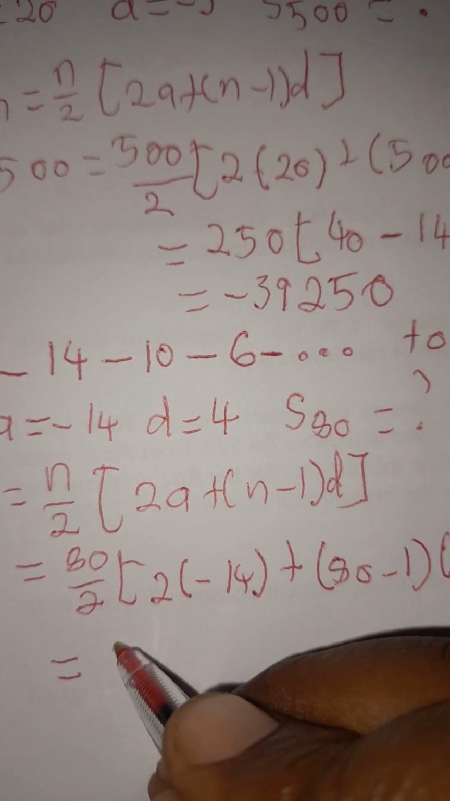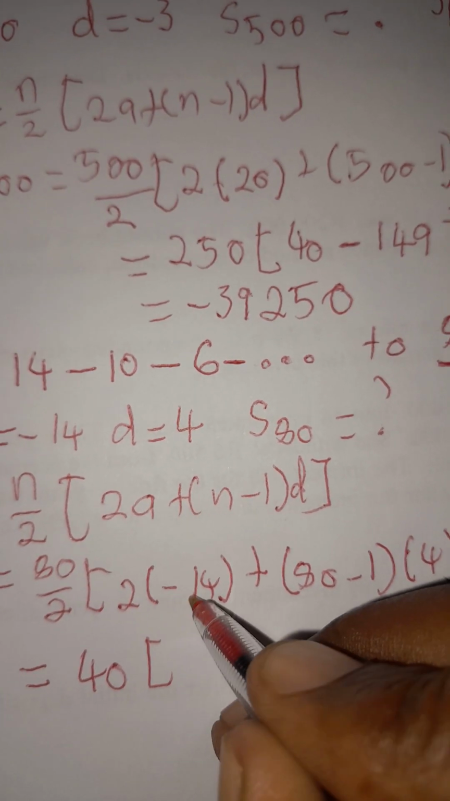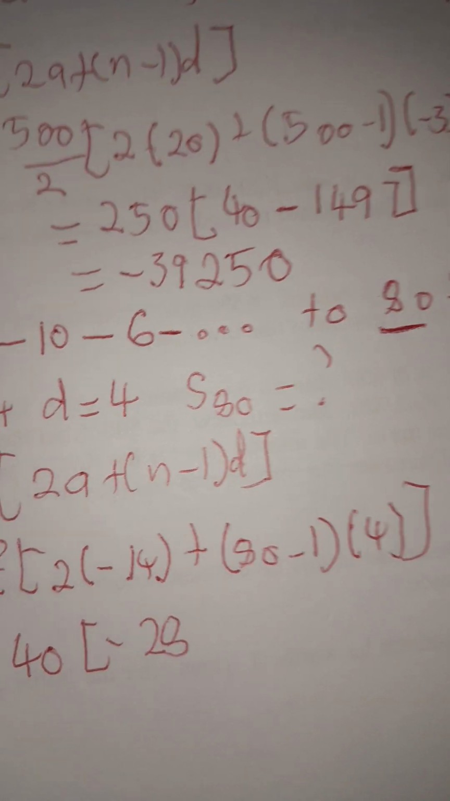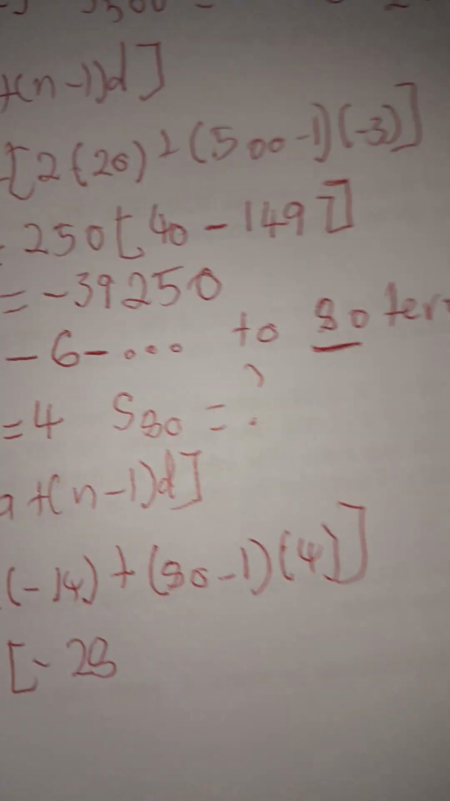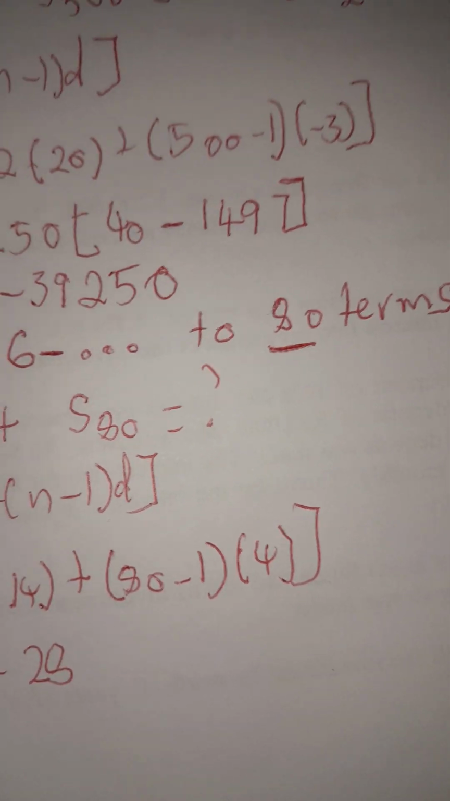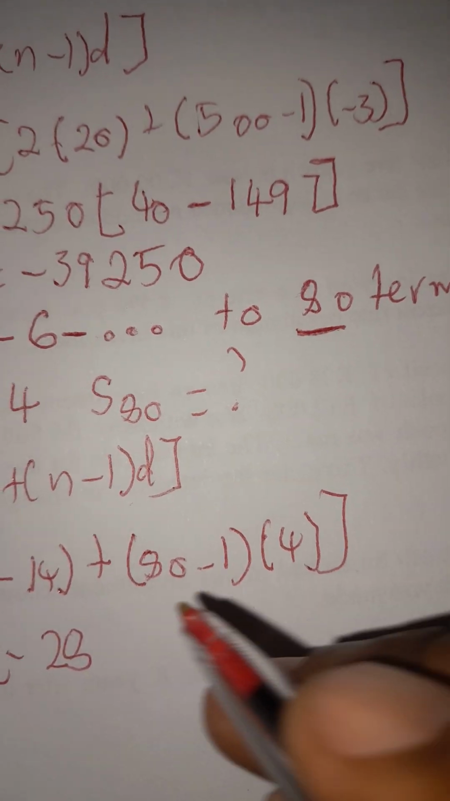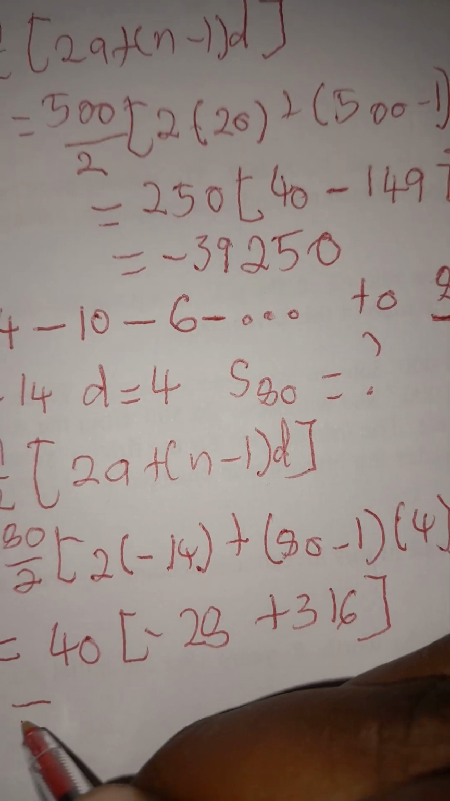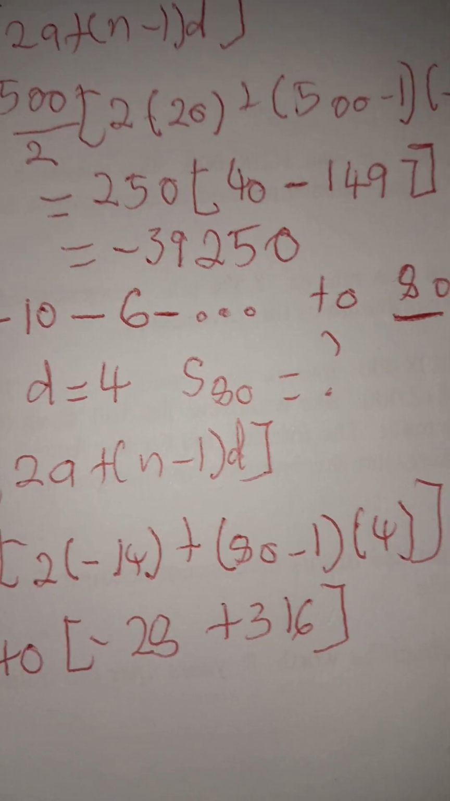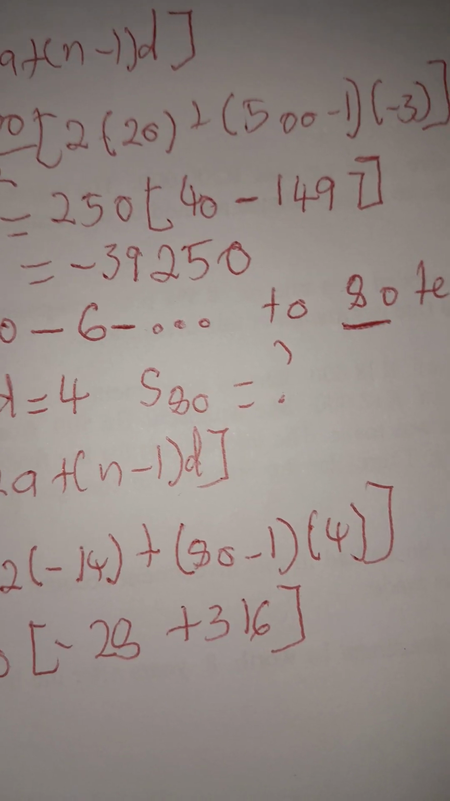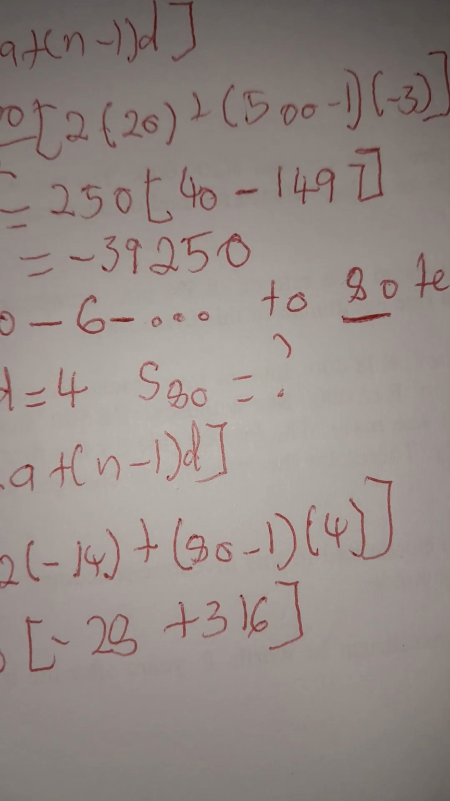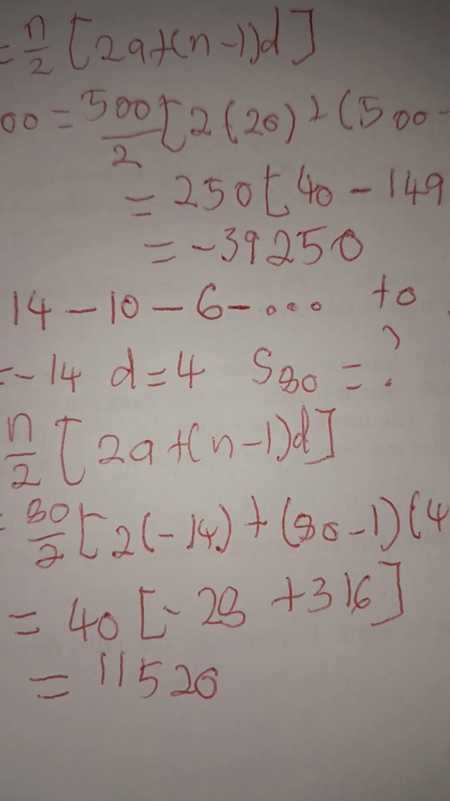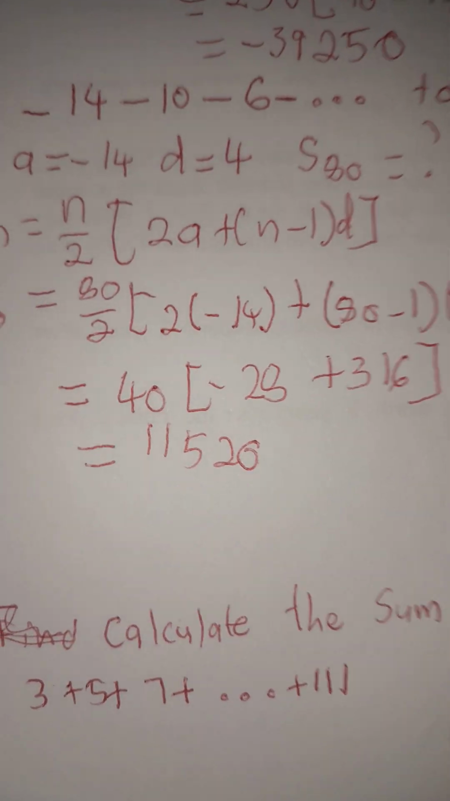So 80 divided by 2, that will be 40. 2 times negative 14, that will be minus 28. Then 80 minus 1, that is 79. Then 79 times 4, that will be 316. Then from there, you're going to say 40, open the bracket, negative 28 plus 316, and you're going to get 11,520. So this is how you can apply an arithmetic series.